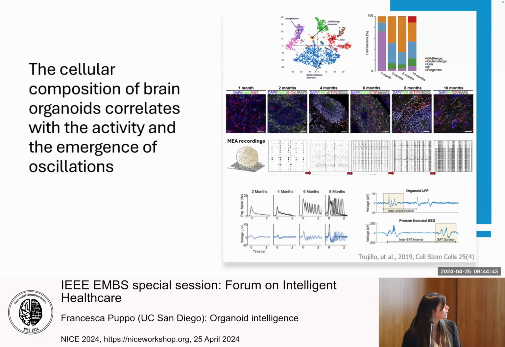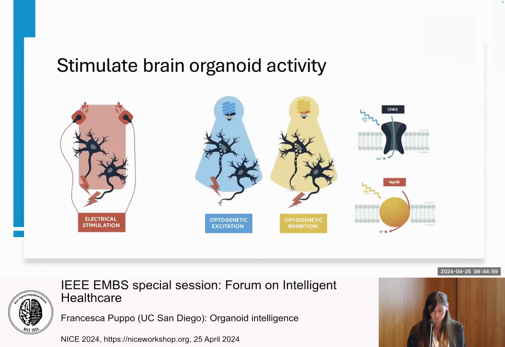So here, at the end, we see oscillations. In previous work, we were able to show nested oscillations with very complex frequencies that were comparable to the frequency bands of EEGs of preterm babies. But now what we want to do is try to communicate with these organoids and figure out how we can do that.